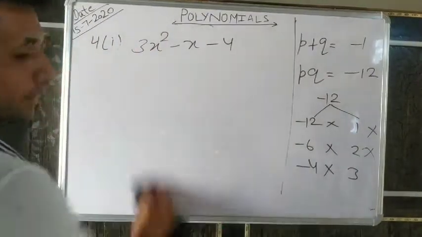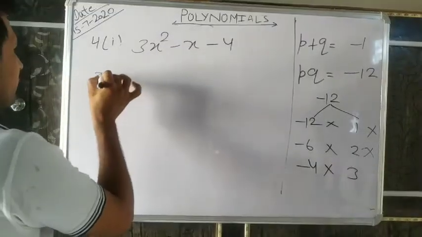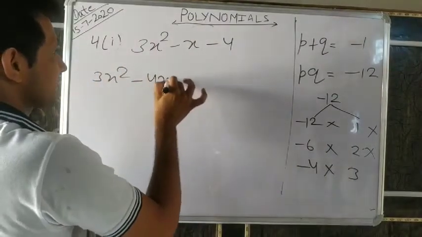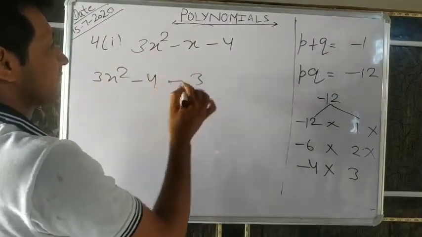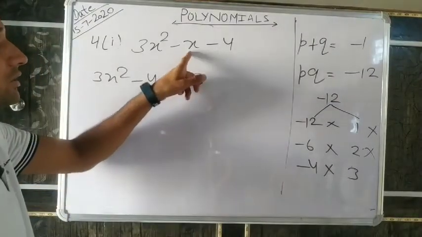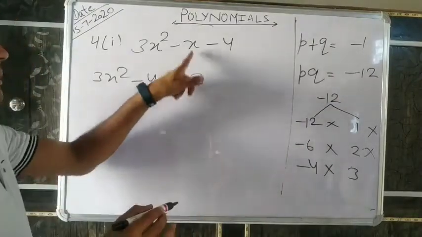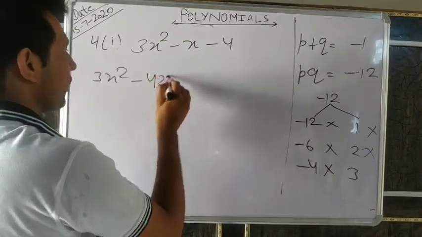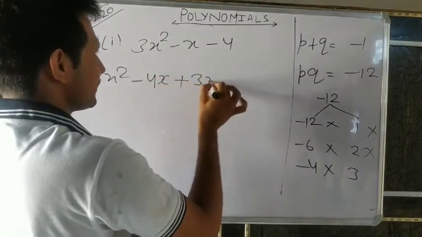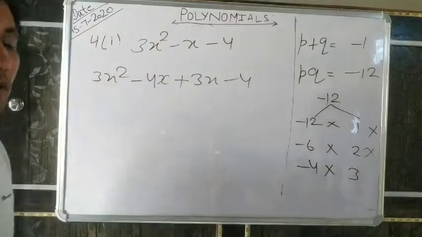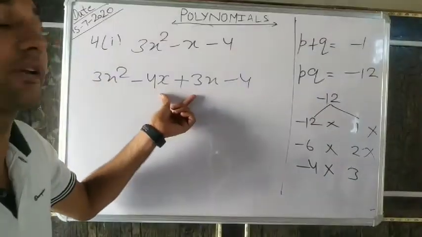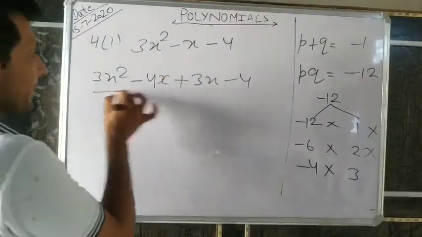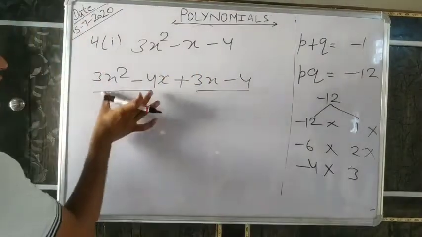So now again, split the middle term. 3x square, what is minus x? Don't write minus 4 and minus 3, because minus 4 plus 3 is minus 1, but it is x. So we will write minus 4x plus 3x minus 4. What I told you, split the middle term. Minus 4x plus 3x minus x. Now make pairs like this one. So take common from this one.